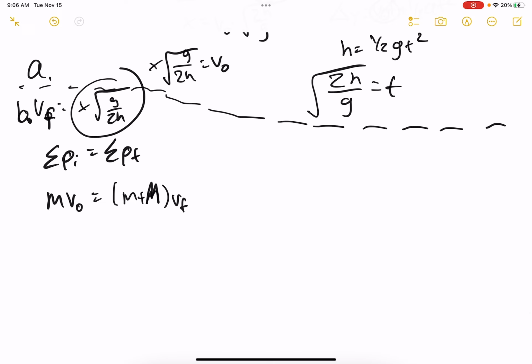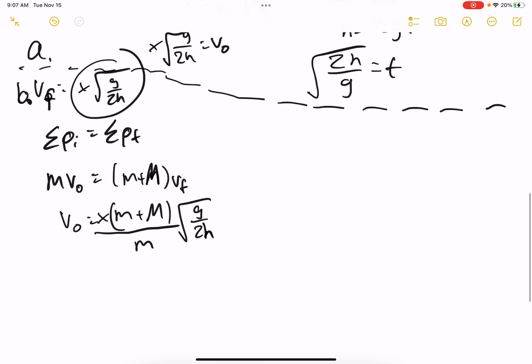And so now I just have v naught, my initial velocity, is m plus capital M, and then I have x root g over 2h, all over lowercase m. And so that actually is not too hard of a question. It's just setting up my momentum. Okay, and so I will see you back for part C in one moment.